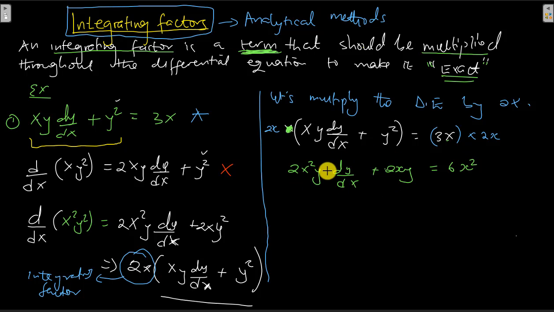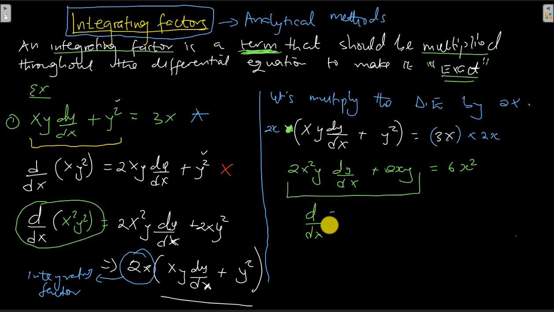Now, of course, this is mathematically still correct because we have multiplied 2x on both sides of the equation. But we already know that this left-hand side is already the exact differential that we just got here. So I'll just write that as d dx of x squared y squared equals 6x squared. That's the same as d x squared y squared equals 6x squared dx.